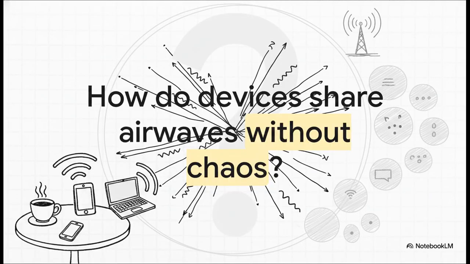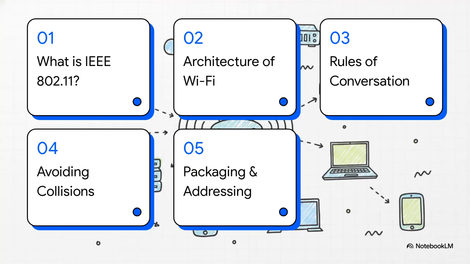But before we get into the heavy technical layers, we kind of have to ask ourselves a really fundamental question. Think about a packed coffee shop. How do all our phones, tablets, and laptops politely share the exact same airspace without just screaming over one another and creating total, absolute data chaos? Well, to solve this mystery, we'll map out the geography of wireless networks, learn the social etiquette our devices strictly follow, and finally, look at how they meticulously package their messages to hit the right target.